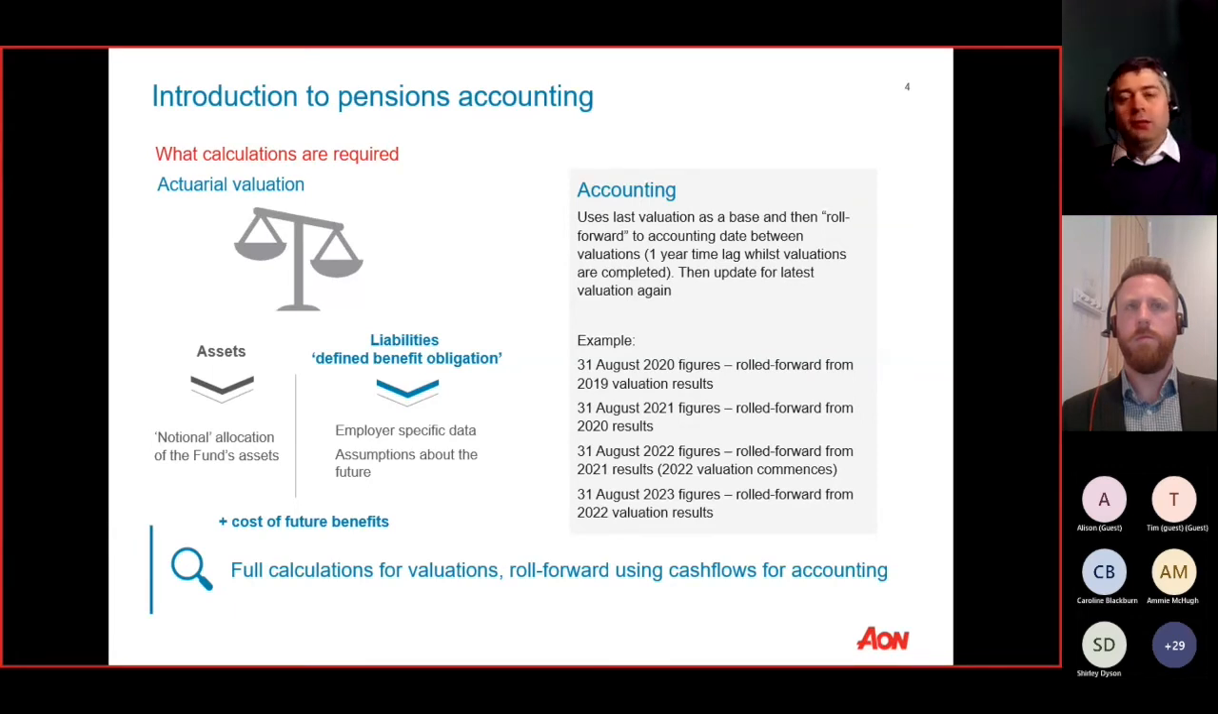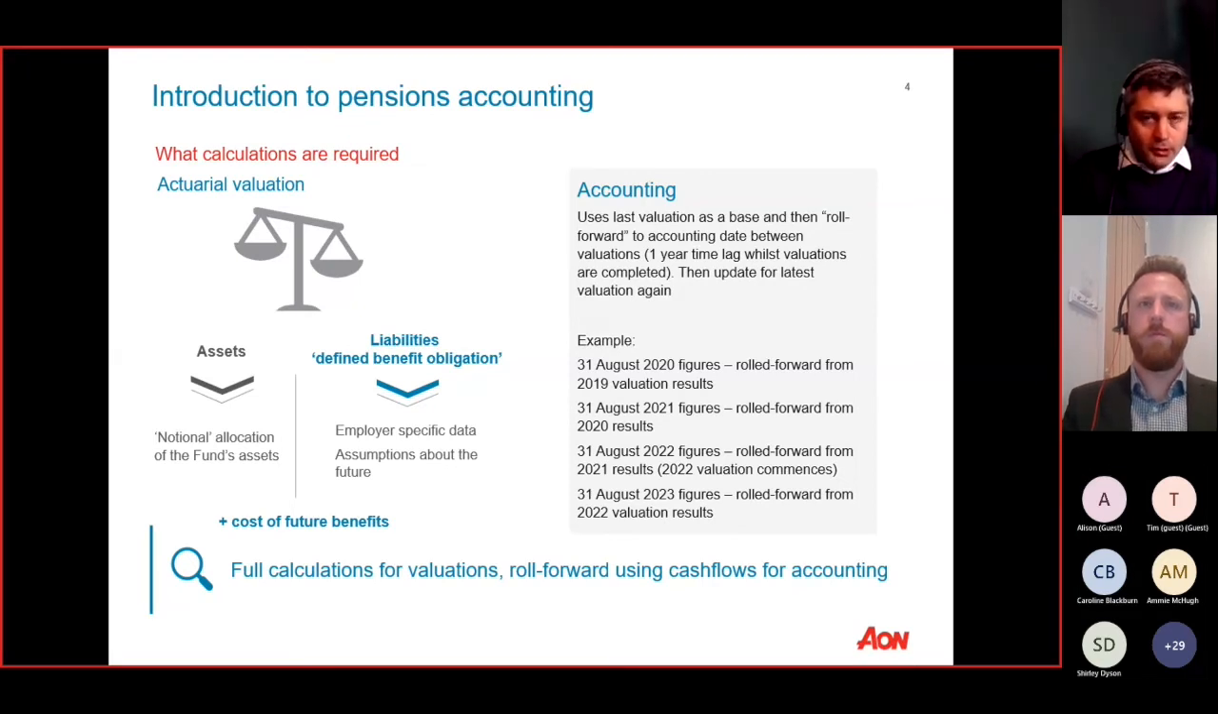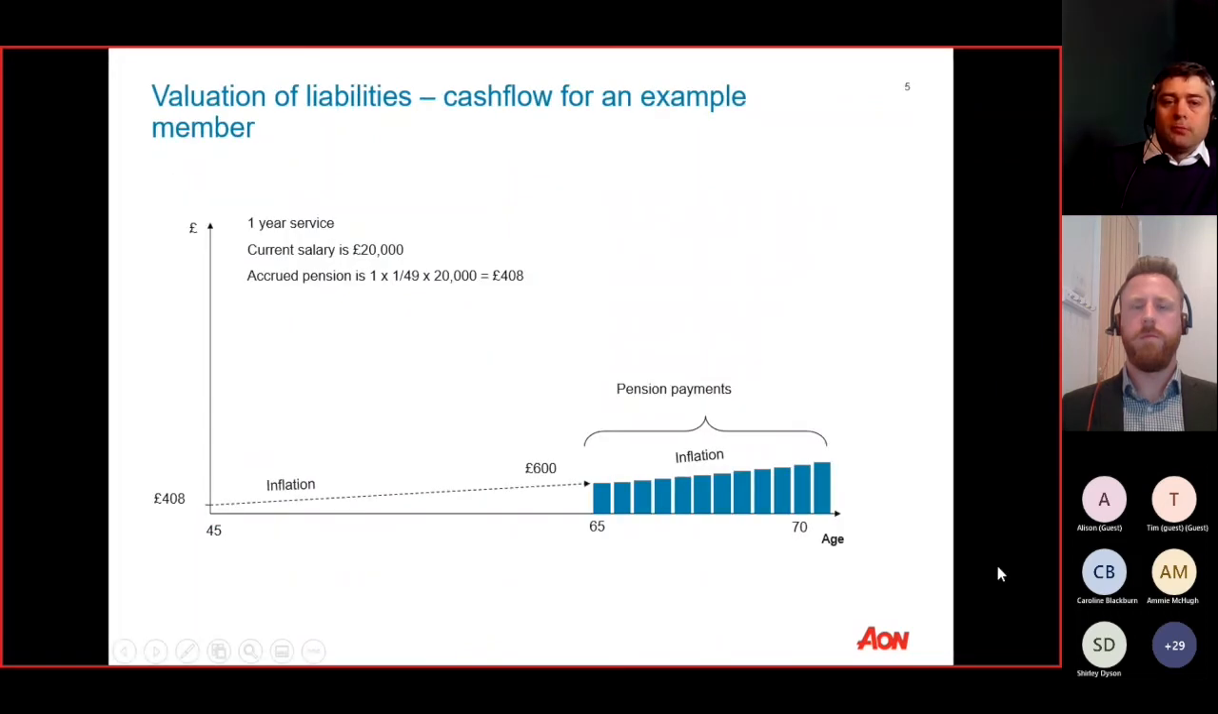So when updating for the results of a new valuation, we may see a correction to the pension cost and a step change in the reported position, which many employers will have seen last year. Now, we thought it would be helpful to the rest of this accounting training session if we spend a little time running through how we calculate the liabilities when we do the triennial valuation, which I've promised you in the first part of the training. So if we move to the next slide, please. Thank you, Sam.